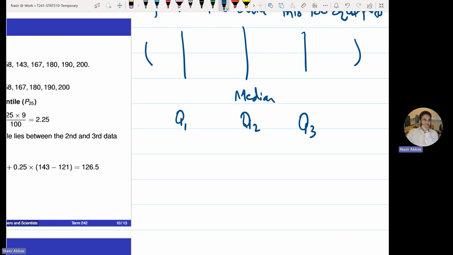They divide into four equal parts, 25%, 25%, 25%, 25%. If I tell you that Q1 is 7, what can you say? Let's say this is 7. 25% of the data is less than 7, whereas 75% is more than 7. What is Q2? Same as the median. What is Q3? The 75th percentile or third quartile, which means that 75% of the data is below Q3 and 25% is above.